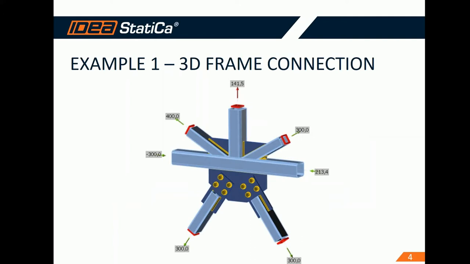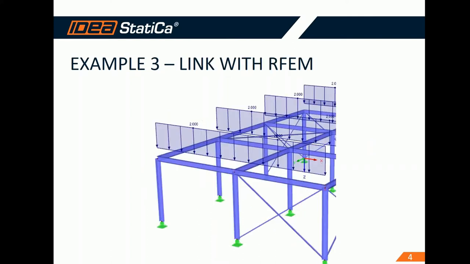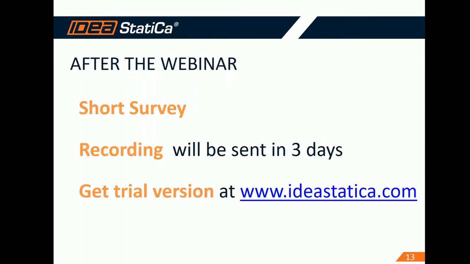We prepared four examples. First one is general 3D frame connection. As you can see, we will show it from scratch, so that you can see how to model it and how to calculate it. Second example is also a 3D type of connection. It's a bracing connection using bolted gusset plates. And the last two examples are related to beam links. Today we will show you a connection with RFEM from Dlubal. And the last example is from CAD software, from Revit. Again, you will see how to design a connection from this software.